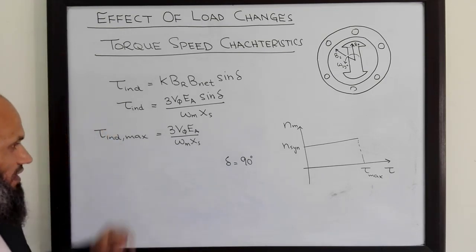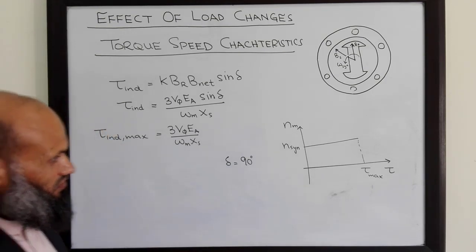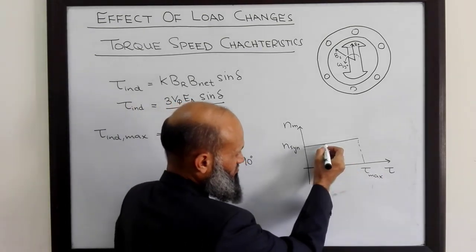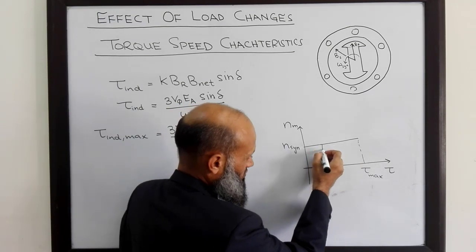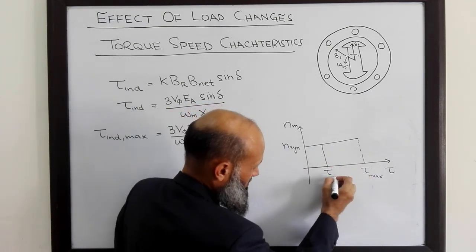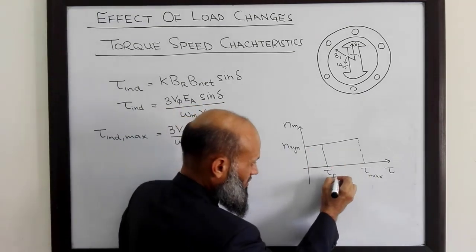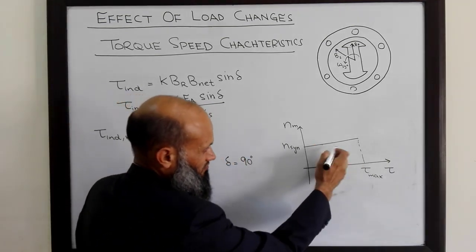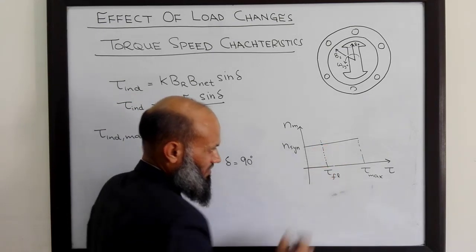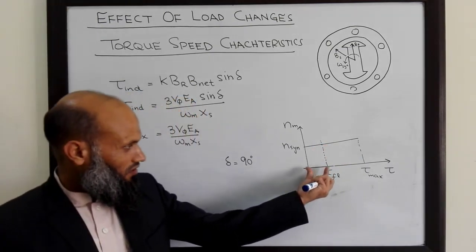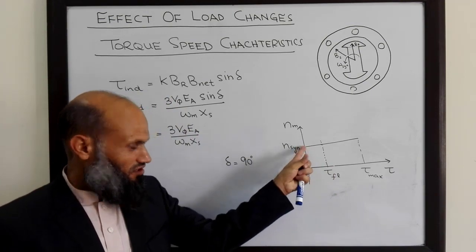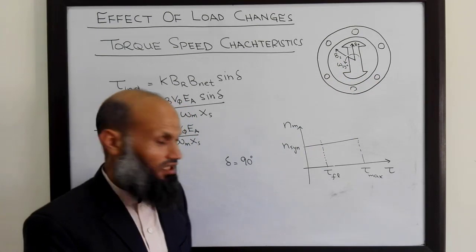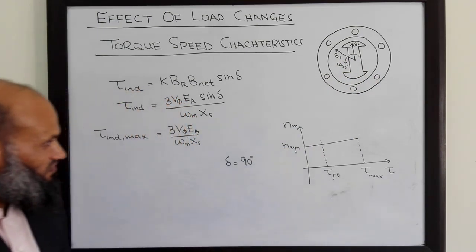Generally, the rated torque for a synchronous motor is much less than the maximum torque, usually 3 times less than the maximum torque. The rated torque, which is also called the full load torque, is much smaller than the maximum torque. Therefore, up to the rated conditions, if the load is increased, this rotor will always rotate with synchronous speed.